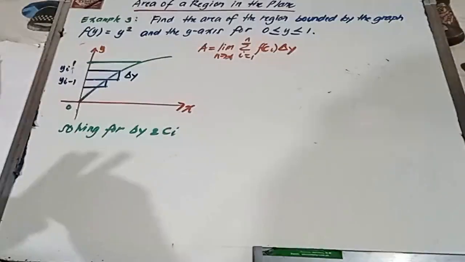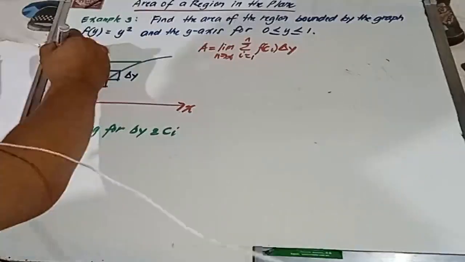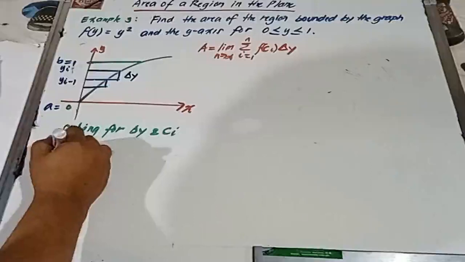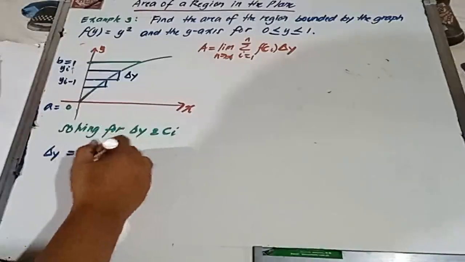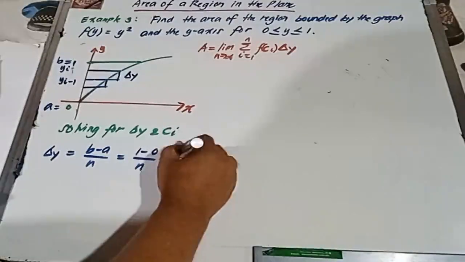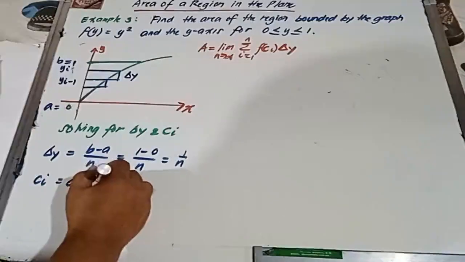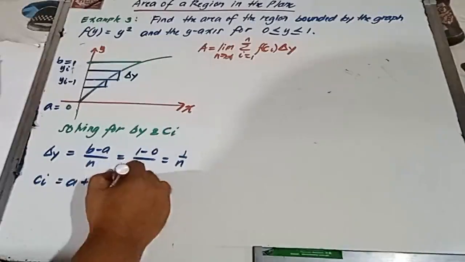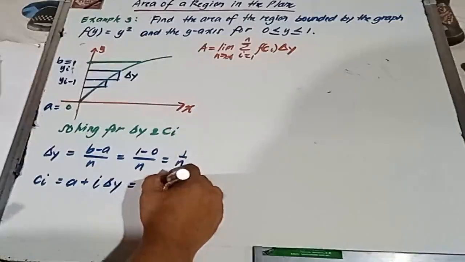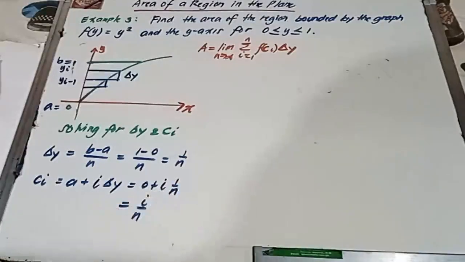Okay. Solve natin yan. Delta y natin. So, ito yung ating, by the way, ito yung ating a equals 0. Ito yung b equals 1 natin. Therefore, delta y equal to, same formula pa rin, b minus a over n. So, that is 1 minus 0 over n. Delta y is 1 over n. For c sub i, we have a plus i delta y. Okay? A is 0, so 0 plus i, delta y is 1 over n. Therefore, i over n ang ating c sub i.